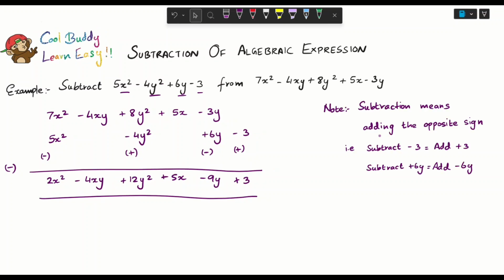Subtraction means adding the opposite sign, that is, the additive inverse. Subtracting minus 3 means adding plus 3. Subtracting plus 6y means adding minus 6y.